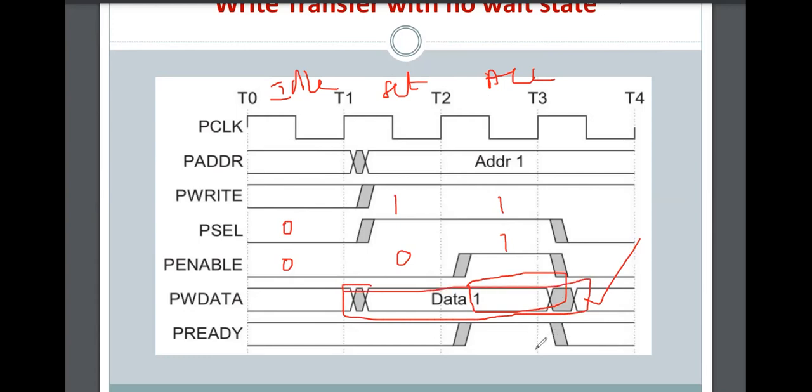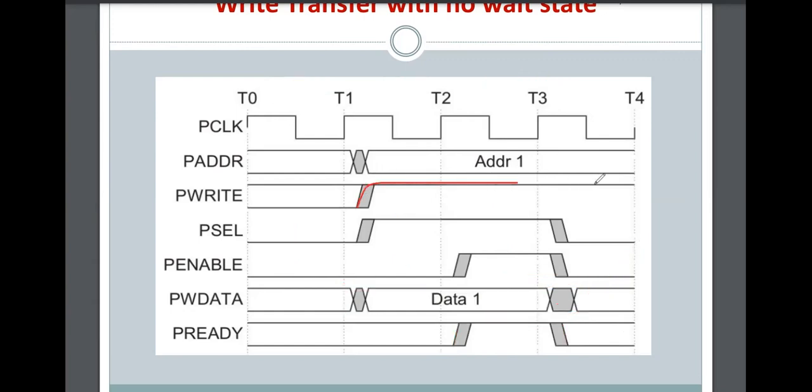But for reading the data, we need to check read data. Here P ready signal is high. Whenever P ready signal is high, we'll get the read data. But here the write operation is high, right? Write operation high means we are just writing the data to the slave. So this is the write transfer with no wait state. Here P ready is automatically high. We are not waiting for P ready to be high.